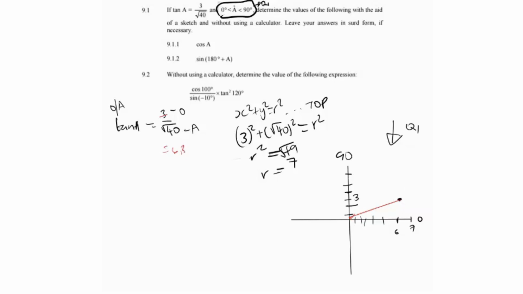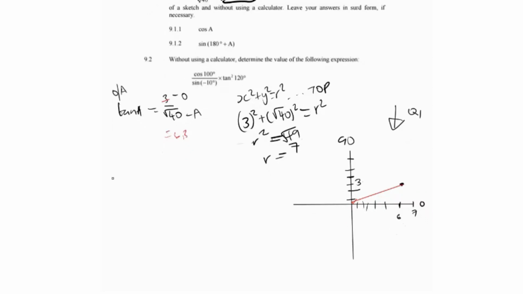So now let's try to solve these questions. Cos A, we know that it is adjacent over hypotenuse, it's root of 40 divided by 7.